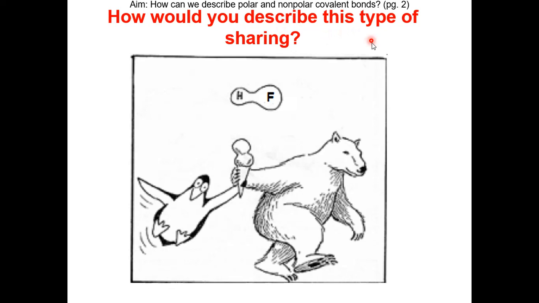How will you describe this type of sharing? By looking at the picture, the sharing is unequal. The bear is much stronger than the penguin. They're both forming a bond because they're both touching the ice cream cone, which represents the electron. The bear, which is stronger, has more access to the ice cream cone than the penguin does. This will be considered a polar bond.